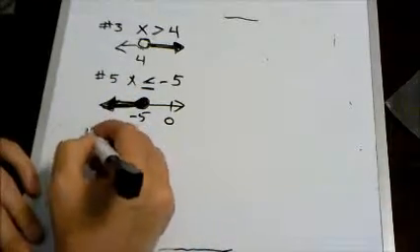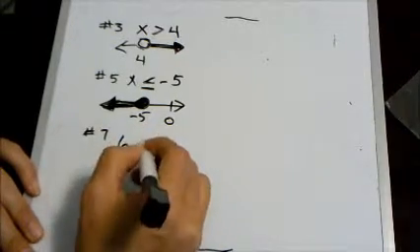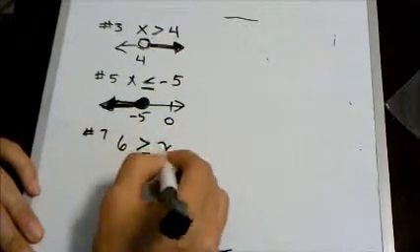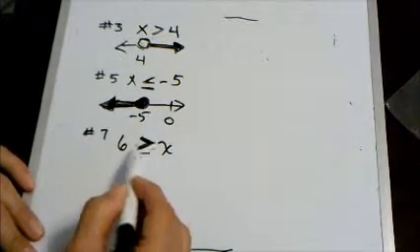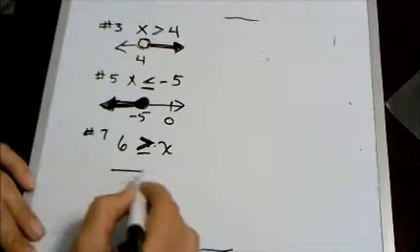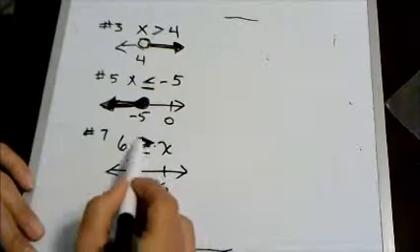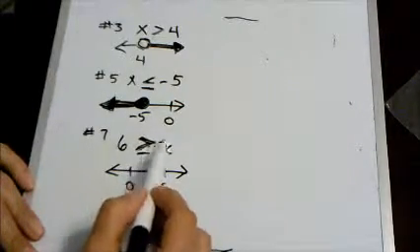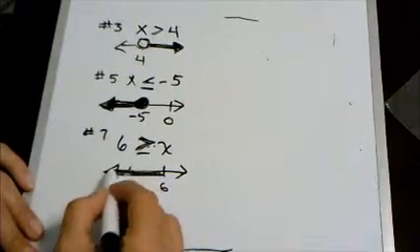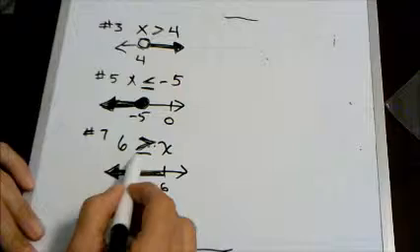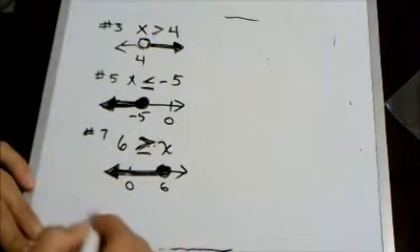Okay, so now we have number 7. On number 7, you have 6 is greater than or equal to x. So notice that it's pointing to the smaller number. So your x is going to be smaller than that 6. So here's your line. Here's a 6. Here's a 0. Your x is going to be smaller. This always points to the smaller number. So since it's smaller, it'll be on this side. And notice that it's less than or equal to, so you're going to have to fill in the circle.